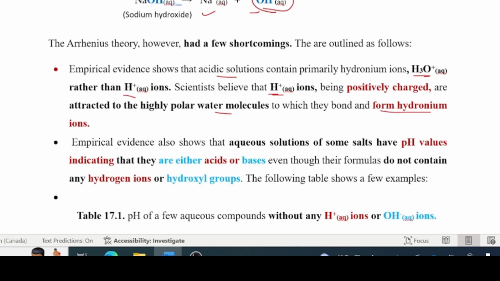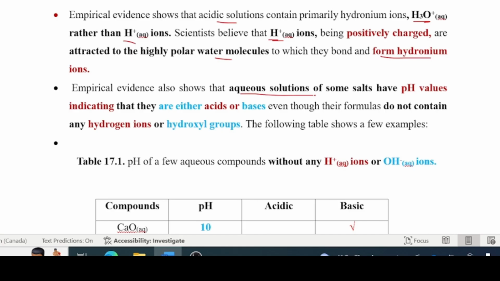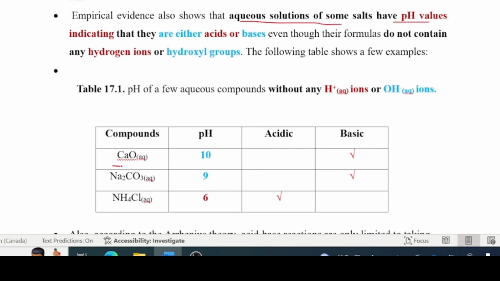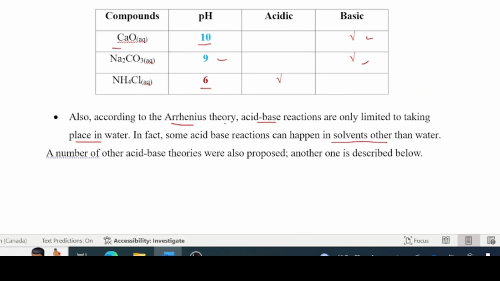Empirical evidence also shows that aqueous solutions of some salts have a pH that is higher or lower than 7, indicating that they are either acids or bases. So if you look at calcium oxide, for example, it doesn't have any H plus or OH inside, yet it has a pH of 10, which indicates it is a basic solution. Sodium carbonate solution doesn't have any OH ion inside, yet it has a pH of 9. And ammonium chloride, you don't see any free hydrogen there, and it seems to be acidic. So that is the Arrhenius theory.